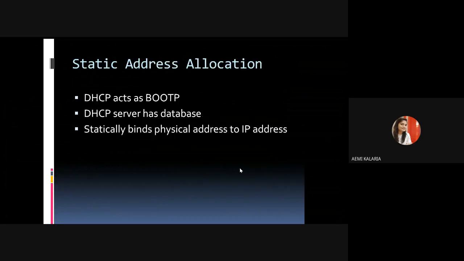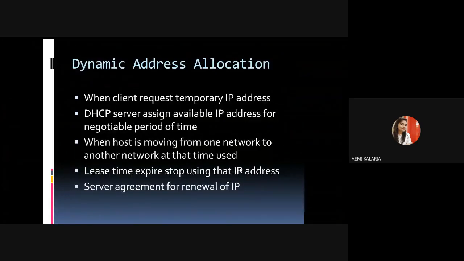Now, static address allocation. I already discussed that DHCP acts as BOOTP. The server has a database, so it statically binds the physical address to the IP address. So if we have the physical address of any host and we want the IP address, for that we are using this protocol. And dynamic address allocation: when a client requests a temporary IP address, at that time it will go to the DHCP server, which assigns an available IP address for a negotiable period of time.